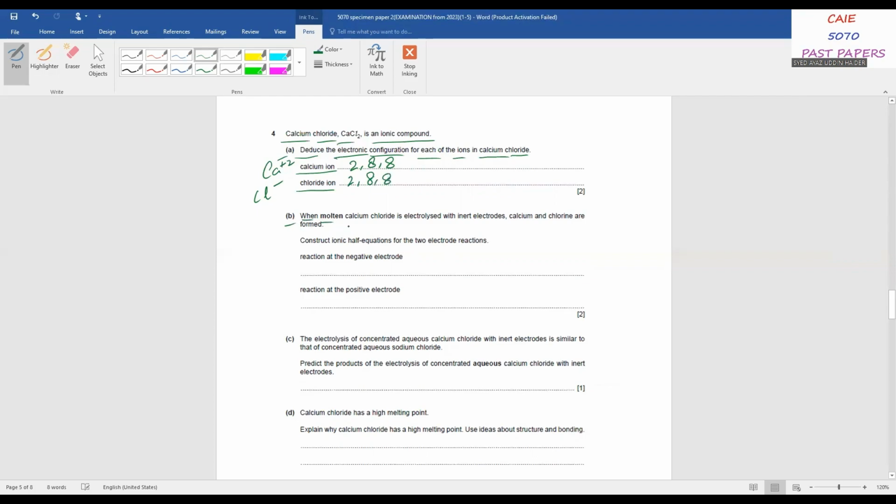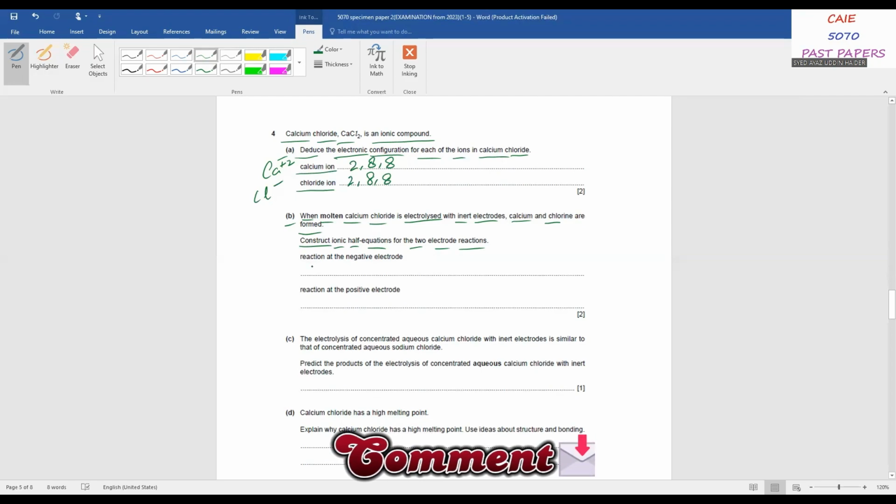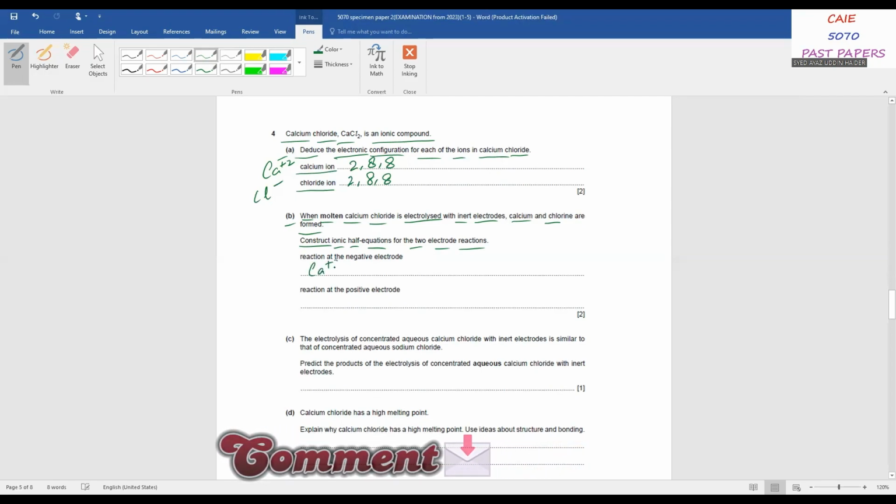B. When molten calcium chloride is electrolyzed with inert electrodes, calcium and chlorine are formed. Construct ionic half equations for the two electrode reactions. Reaction at the negative electrode. At the negative electrode, what is moving? Positive ions are moving. There's a reduction taking place. Cathode, negative electrode, cathode. So Ca2+ ion will take up 2 electrons to form Ca.